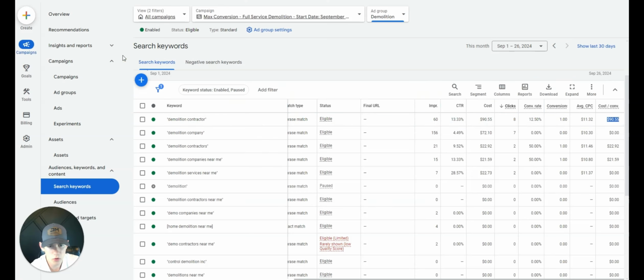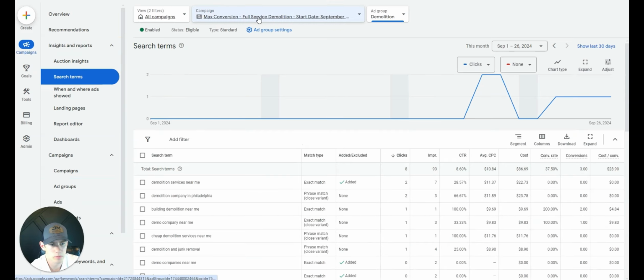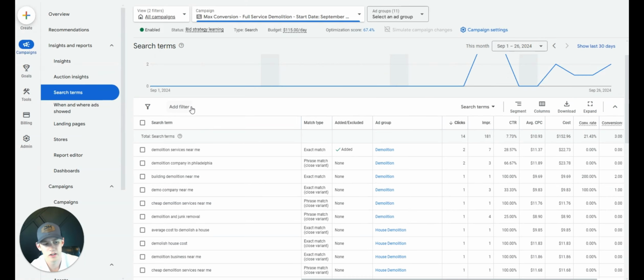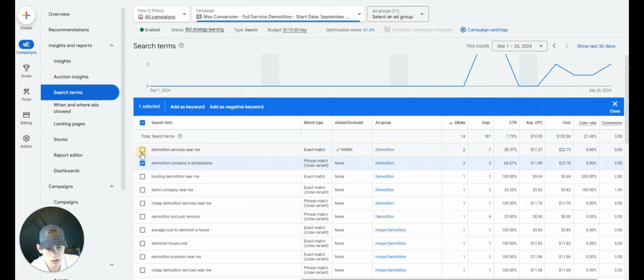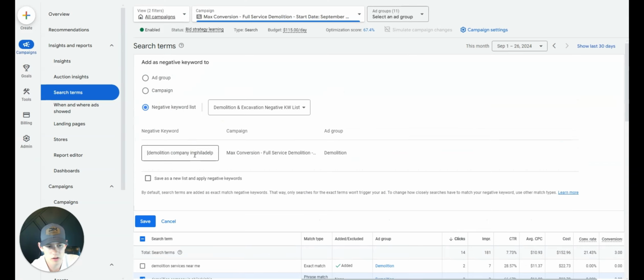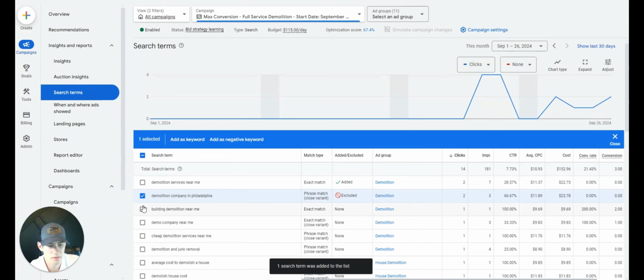So if we look at our search term report for this month, for the entire campaign, we'll see here that we've run these campaigns before at Max Conversion. We run demolition and excavating and land clearing campaigns all the time. So we do have a lot of negative keywords right off the bat when we start these campaigns. But if you guys are starting these campaigns and you don't have that, then that is an issue. So here we have demolition company in Philadelphia. Not what we want. We want to automatically remove Philadelphia as a keyword here because this is in Miami.